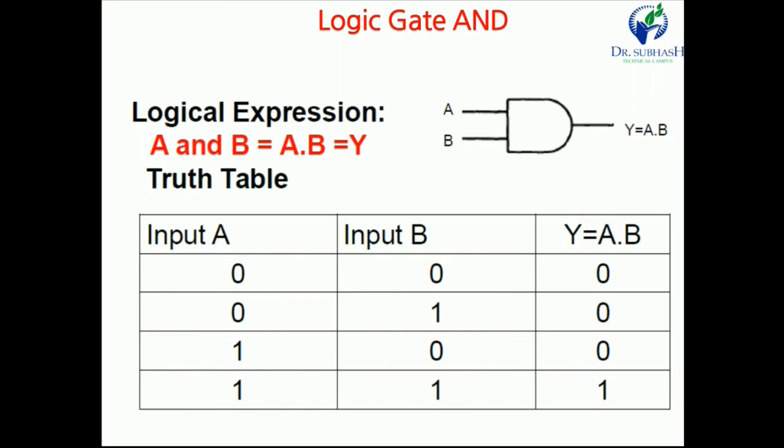Whenever both inputs are 0, the output is 0; 0, 1 gives 0; 1, 0 gives 0; and when both are 1, the output is 1. We can say that in the AND gate, whenever all inputs are 1, the output is 1. So this one is about the logic AND gate.